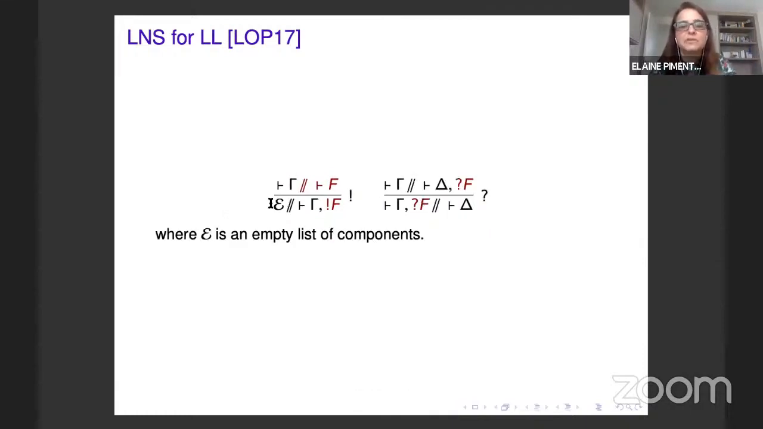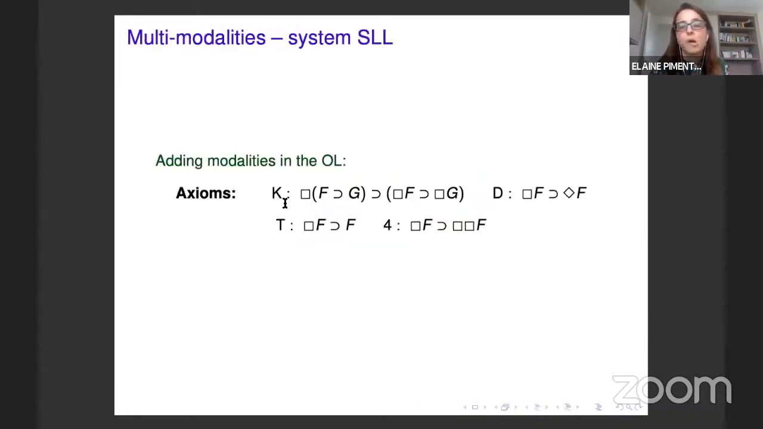The only difference is this. Linear logic is resource conscious, so you have to be careful about the history. You cannot have a history before. You have to be able to erase all your past history. Otherwise, it's not going to be sound. So this is the only difference between the two systems. Then we can talk about multimodalities.